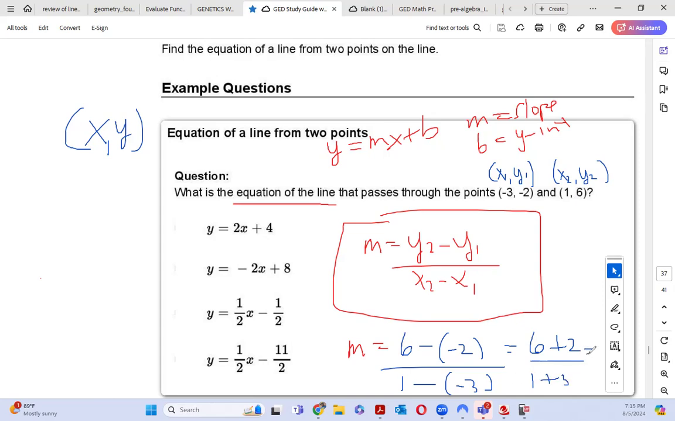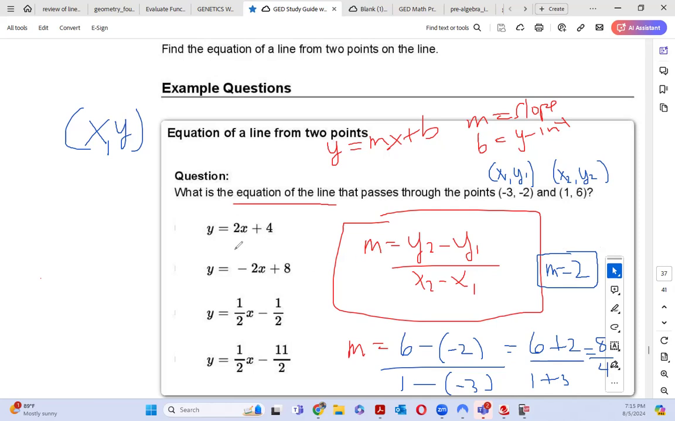What's 6 plus 2? 8. What's 1 plus 3? 4. What's 8 over 4 reduced to? 2 over 1. Which reduces to what? 2. So I know the slope of my line is 2.